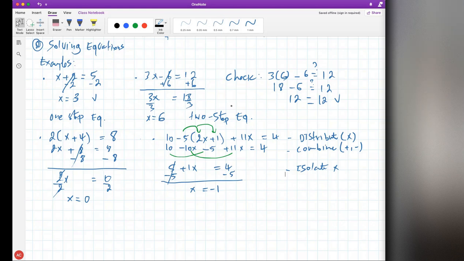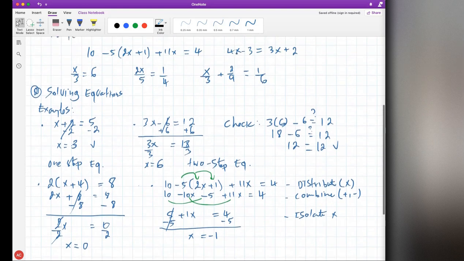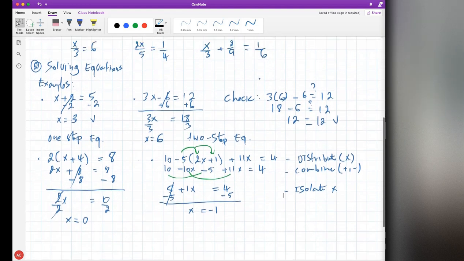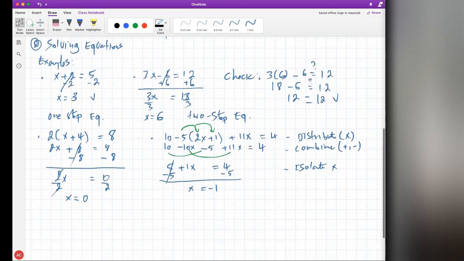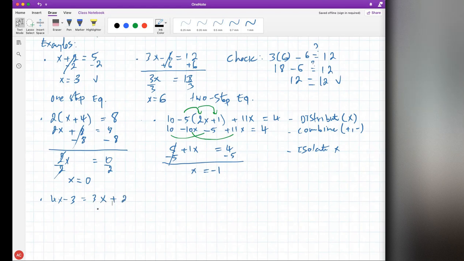Everybody, so let's see. We have one more here before we go to the fractions. Let's see that one here. This one happens to have, as you can see, variables on both sides. It's 4x minus 3 and 3x plus 2. So the only difference between this and the previous ones is this one has x on both sides, not just on this side like with these equations.